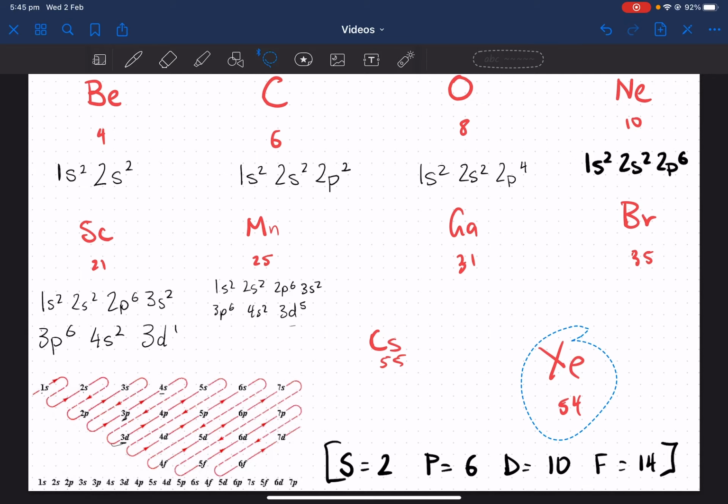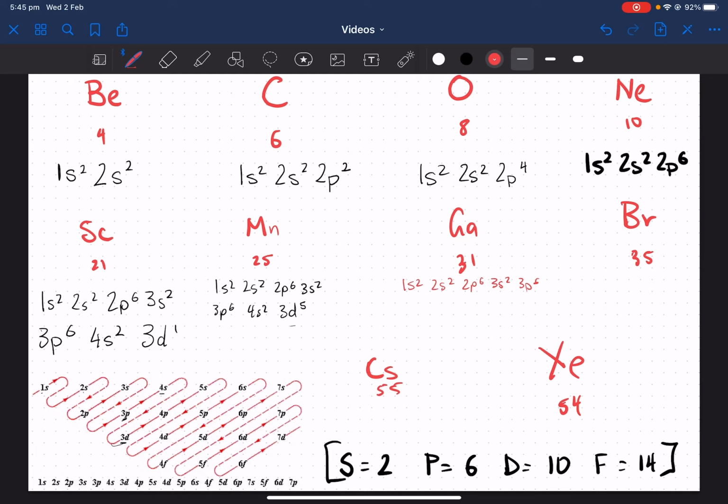31. So we're going to do the same thing we just did. 1s2, 2s2, 2p6, 3s2, 3p6, 4s2. So that's our 20. We need 11 more, which means that this 3D is going to be completely filled. So 3D10. And after our 3D, we go on to our 4p. So it'll be 4p and then 1. So 20 plus 10 plus 1 is 31.